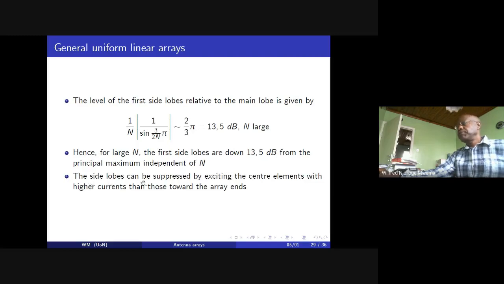So the side lobes can be suppressed by exciting the center elements with higher current than those toward the ends of the array. That is, we are tapering the excitation current to the elements.